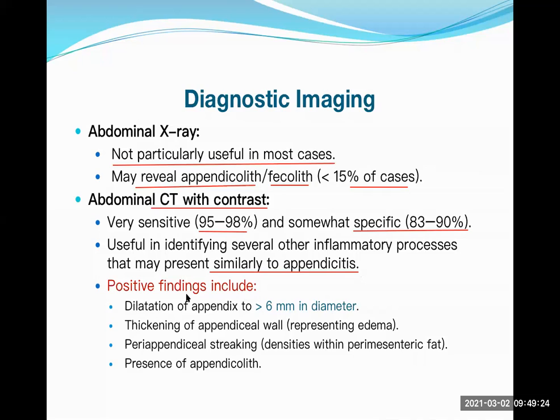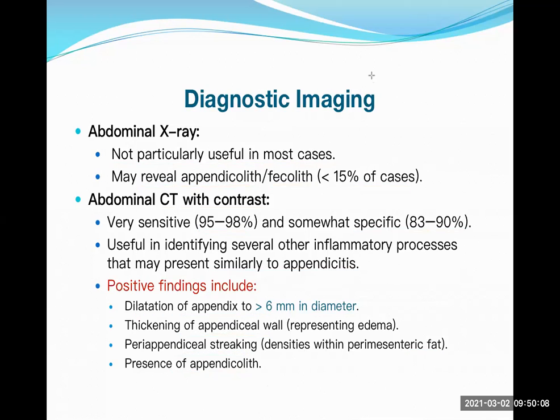So what are the positive findings in case of appendicitis now? As a medical student, you should remember this. The appendix is dilated, to more than 6 millimeters in diameter. Whatever amount of dilatation it has, it is really supportive. The appendicular wall is thickened because of inflammation. There is periappendicular streaking. This is all because of the involvement of the surroundings of the appendix, like fat, and there is presence of appendicolith, not in every case, but maybe in less than 15% of the time.